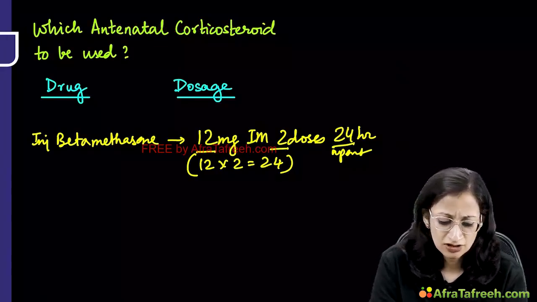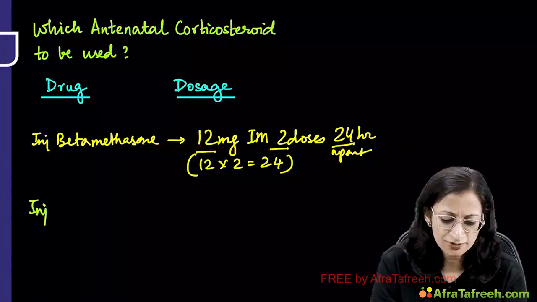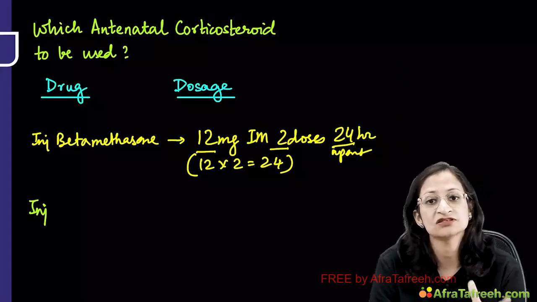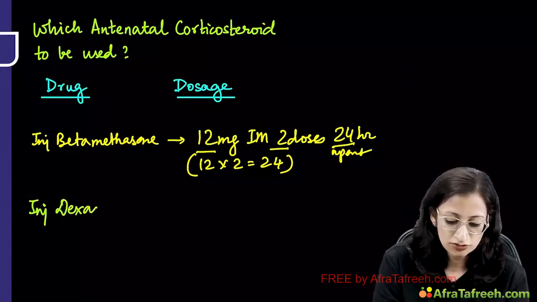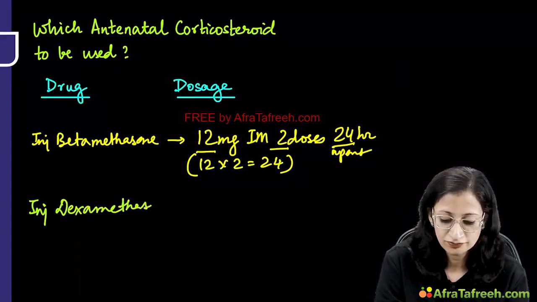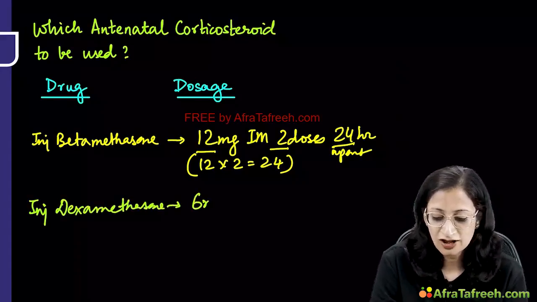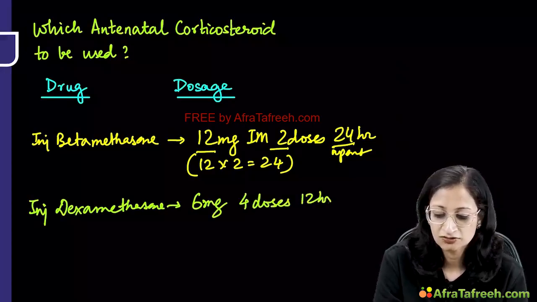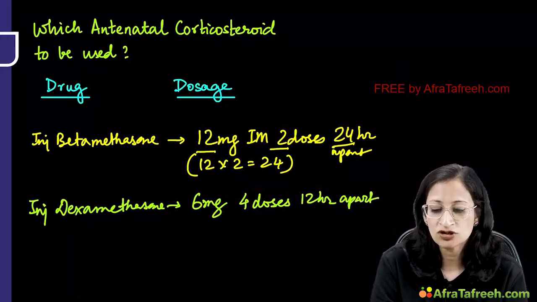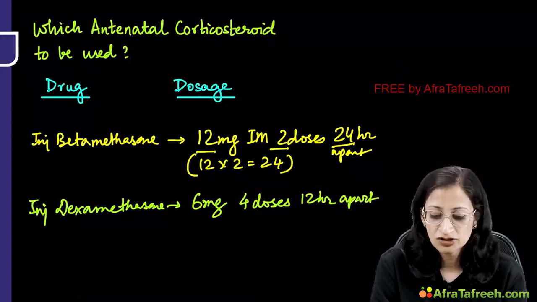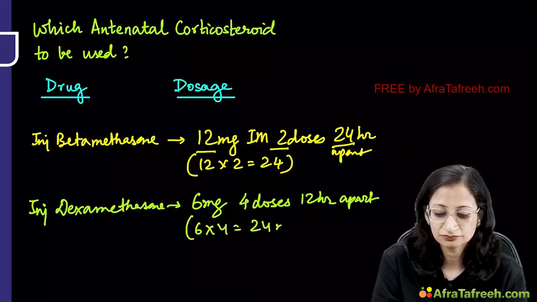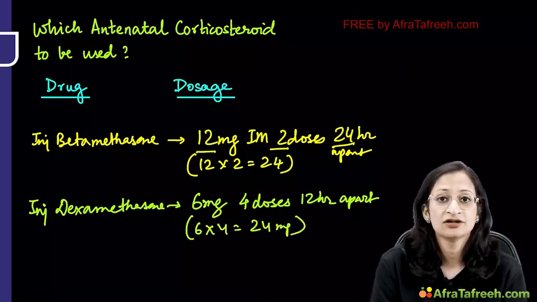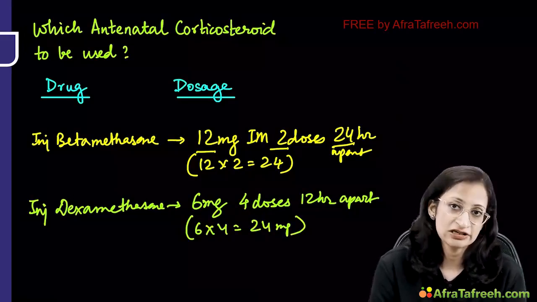Dexamethasone, again remember, each dose is half of the dose of betamethasone, but the total dose remains the same, that is 24 mg. So injection dexamethasone, the dosage is 6 mg, 4 doses 12 hours apart. So again you are giving it over 48 hours, and 6 mg 4 doses making it a total of 24 mg. Right?